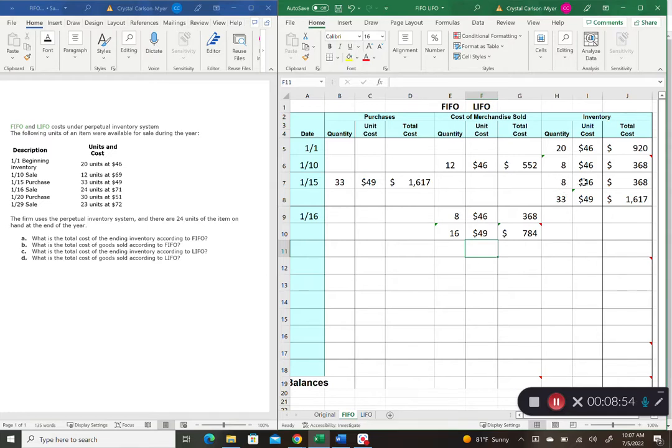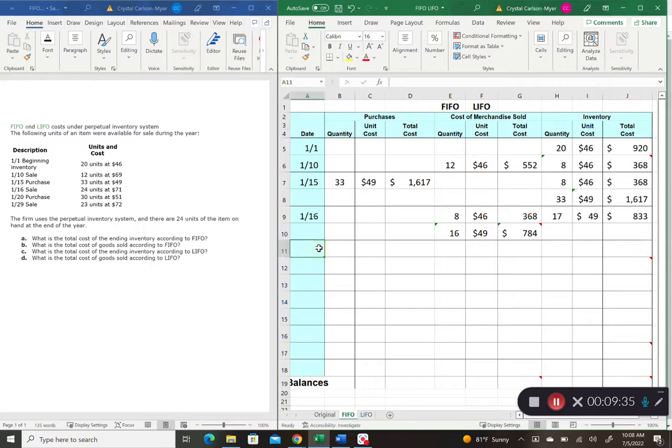So we got rid of all of these 8 units. So when I go to put my ending inventory, I no longer have these $46 units right here. What I do have is I started with 33 units of these $49 units. I sold 16 of them, so I have 17 of those units left. They cost me $49 each. So take your 17 and multiply it by 49. And I have a final ending inventory value at the end of January 16th of $833.